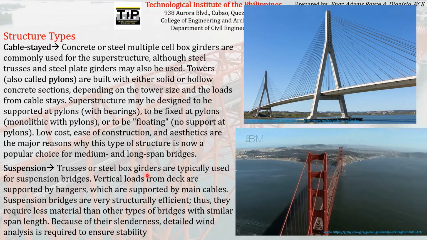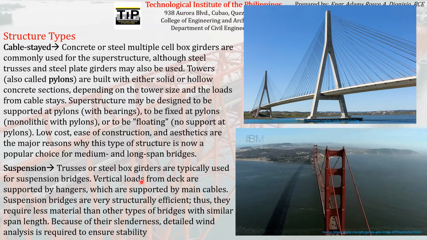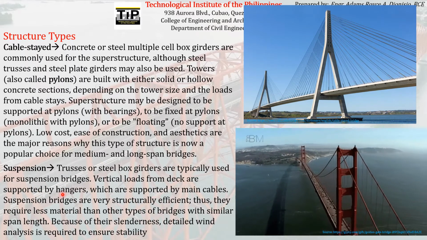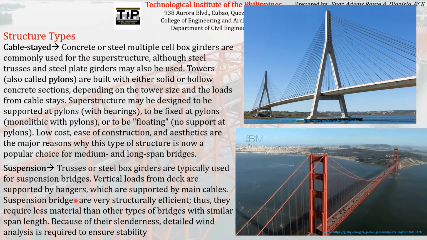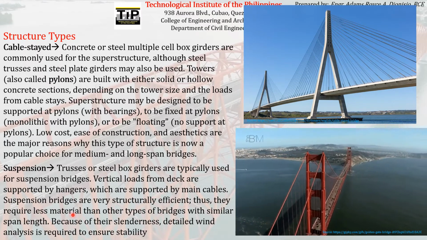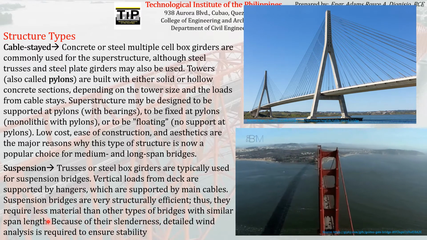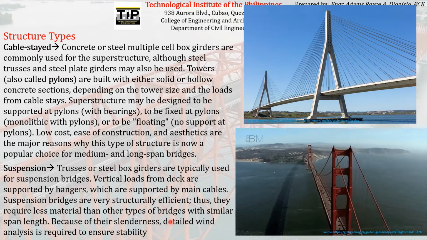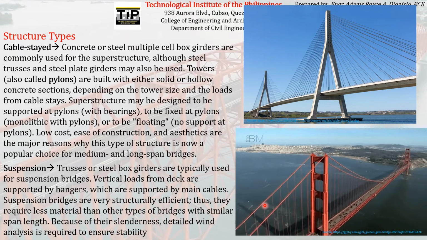Trusses or steel box girders are typically used for suspension bridges. Vertical loads from deck are supported by hangers which are supported by main cables. Suspension bridges are very structurally efficient, thus they require less material than other types of bridges with similar span length. Because of their slenderness, detailed wind analysis is required to ensure stability.